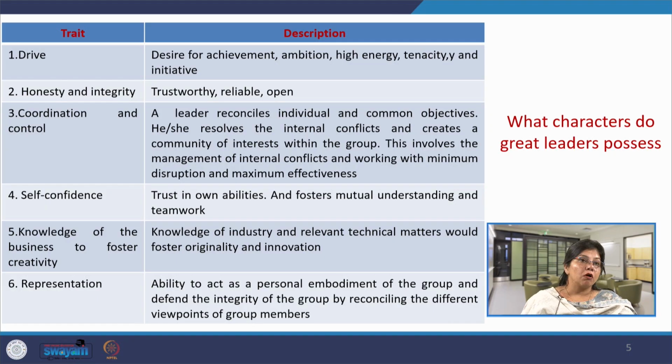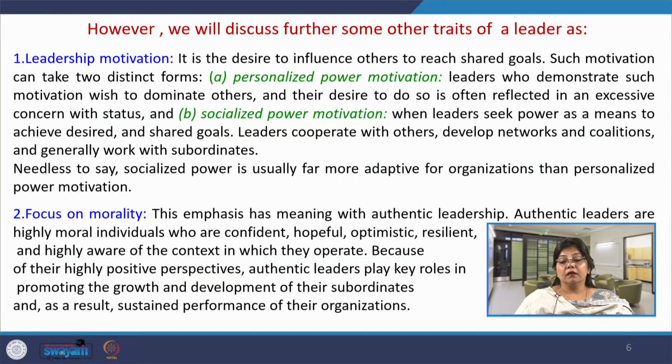So, whenever we talk about who is a good leader, then a good leader must possess the following characteristics such as drive, honesty, integrity, coordination and control, self-confidence, knowledge of the business to foster creativity, and representation. Okay. Some other traits of a leader.